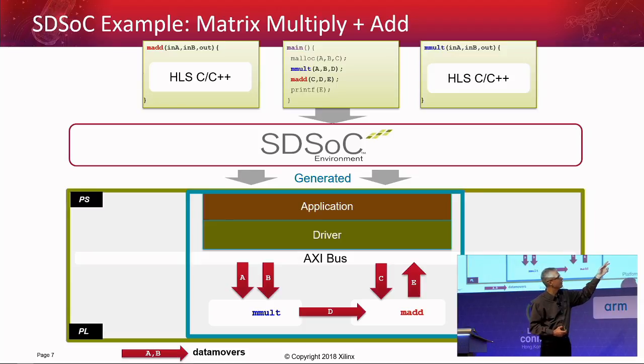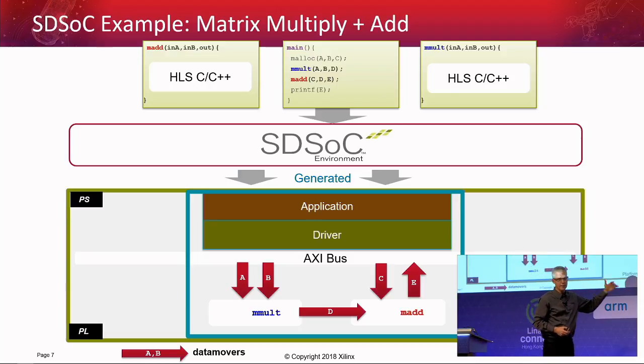And then you take, it's actually A times B to D, and then you take D plus C. So it's just a regular multiply and add, a MAC operation, into E. And then on the command line, or you can do it from the IDE, you just point to these two functions here and say that, no, I want these two guys to run in the fabric instead.